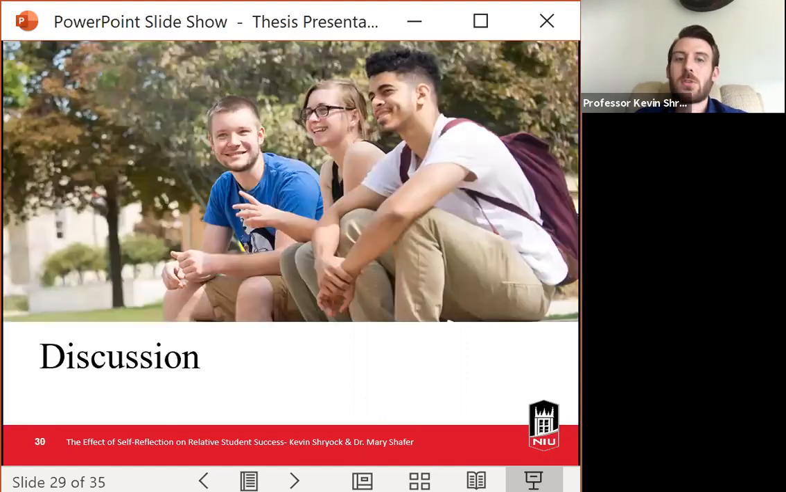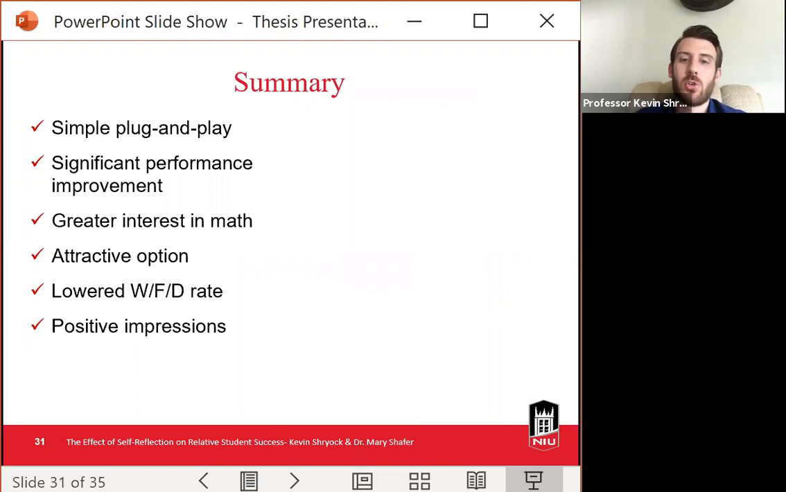So in summary, did we accomplish our goal in developing a simple plug-and-play classroom framework that has the potential to work with a variety of students at a variety of levels? Yes. Yes, 100 times yes. We showed that this framework has the potential to significantly improve student performance and may result in greater interest in math. It is an attractive option for a majority of students. It correlates with lower drop rates and higher completion rates. On top of that, students credit the framework itself for their feelings of success.